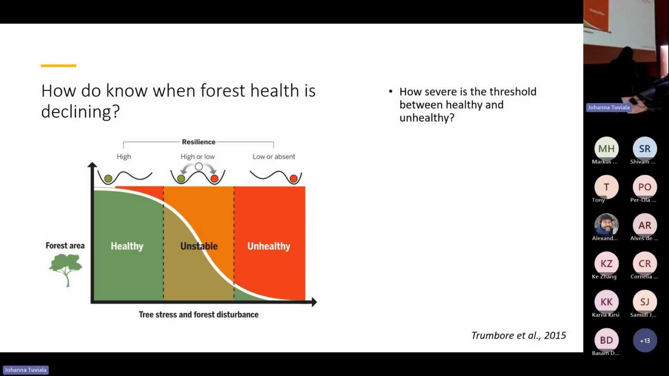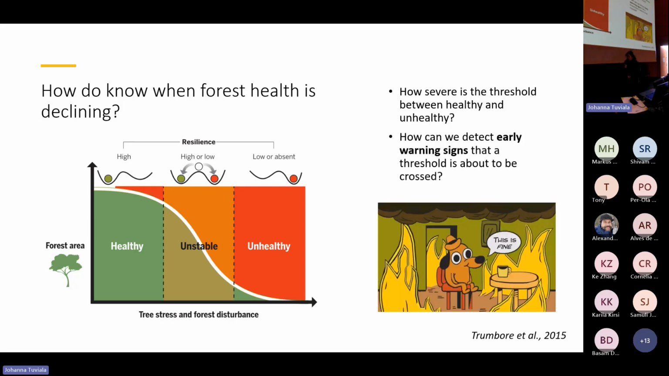So for me, I'm more interested in this orange section here from this graph from Boreal et al. Basically, what is high or low resilience, and what happens in this little orange phase? In that orange phase, what can we do? We can try and detect early warning signs before we get to the point where all the trees are dead, it's unhealthy, and it's too late.